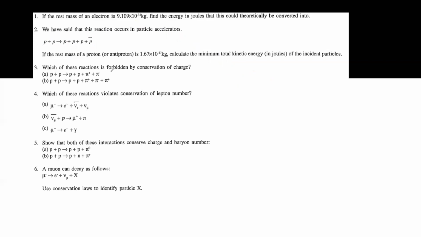Which of these reactions is forbidden by conservation of charge? It means that because of the charge, this reaction will not occur. When you check the first one: proton, proton gives proton, proton, then pi positive and pi negative. You can see here, these two will cancel out. So charge +2, charge +2, so this can occur.